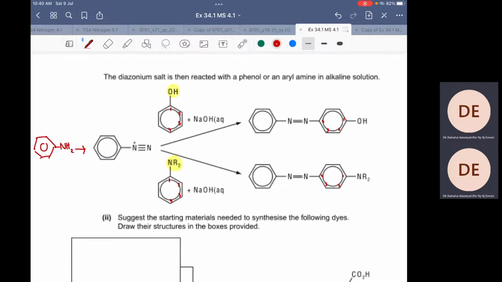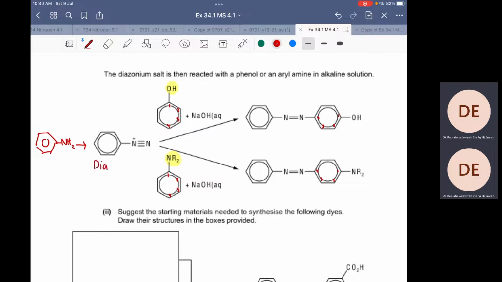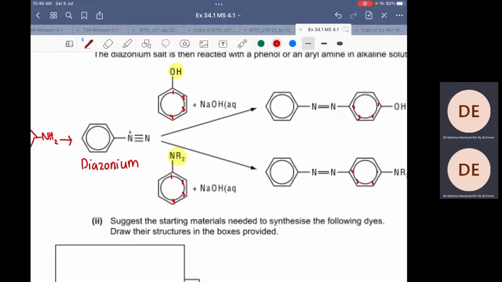And then the diazonium ion forms an azo group, or it gets involved in a coupling reaction. Okay, how do we recognize this coupling reaction? You look at the phenol and the aryl amine, where the R group can be hydrogen or any alkyl group, CH3, CH3. They may be the same alkyl group or different alkyl groups, okay?